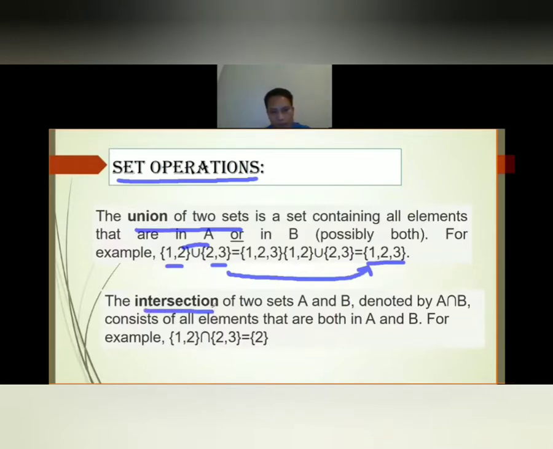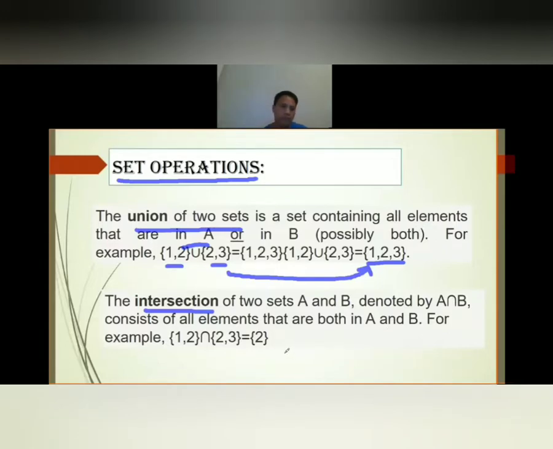Okay, next, let's proceed to intersection. So, union, combination. Intersection, just think of common. The intersection of two sets A and B is denoted by A intersection B. Look at the symbol, it's the reverse of the union symbol. The intersection of A and B consists of all elements that are both in A and in B. Okay, both in A and in B.